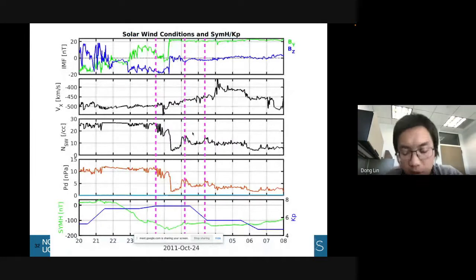So here we just used an event study trying to explore the BY dependence of SAPS a little bit. This event was on the 24th October 2011. There was a very nice period with dominant BY of up to 20 nanotesla when the BZ was kind of negligible compared to this BY. So we try to understand what the SAPS is like under the BY dominant conditions.